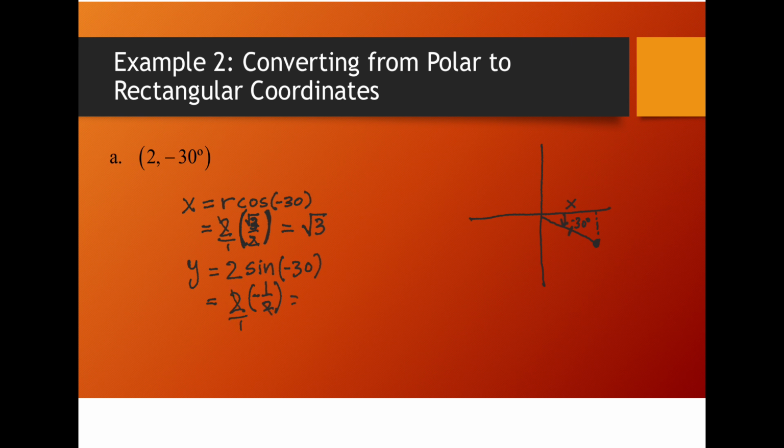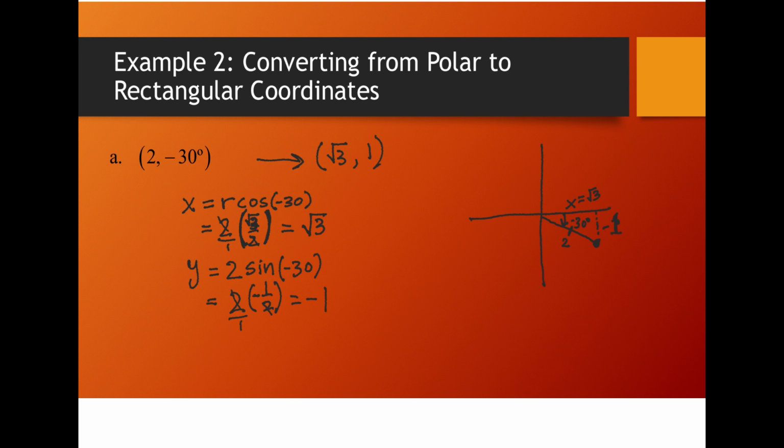2's cancel, and we get negative 1. So, with a hypotenuse length of 2, what we see for x is the square root of 3, and what we see for y is negative 1. And so the rectangular coordinate for 2 and negative 30 degrees is root 3 and negative 1.